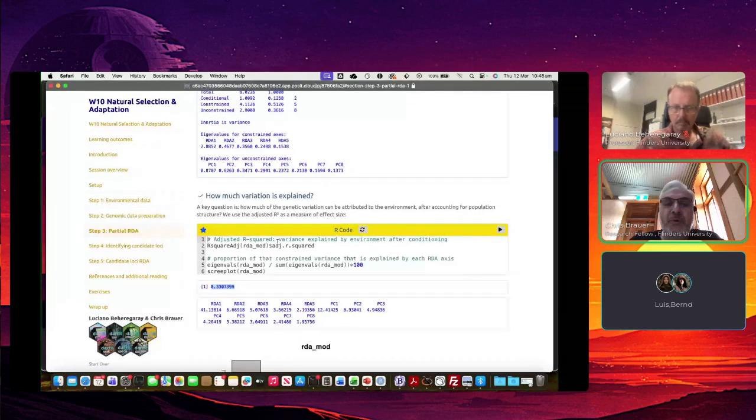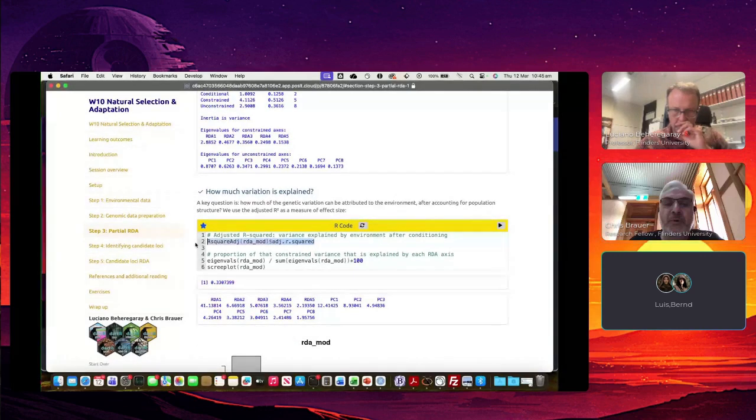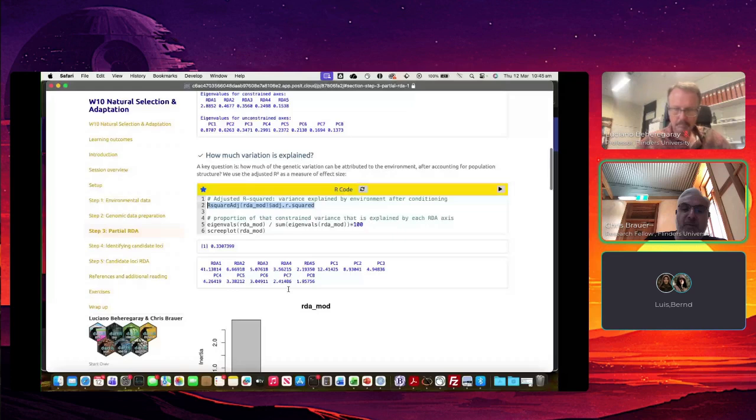That has to do with the way that R² is calculated, particularly adjusted R². But essentially, those two numbers are giving you the same information. The adjusted R² is, I guess, a more accurate representation of the actual amount of variation explained by your environmental variables.